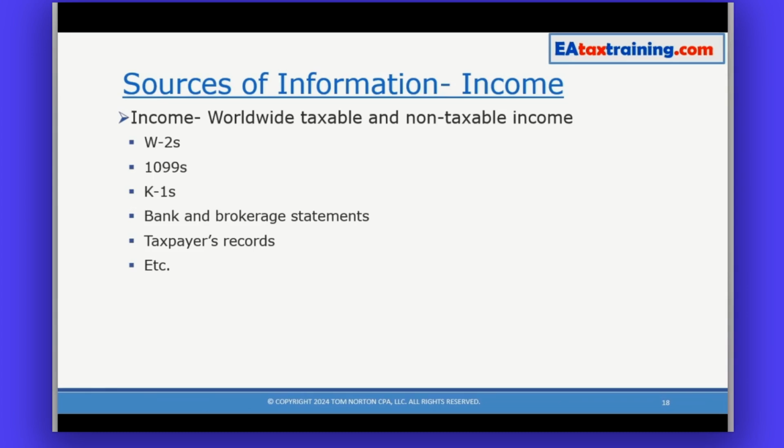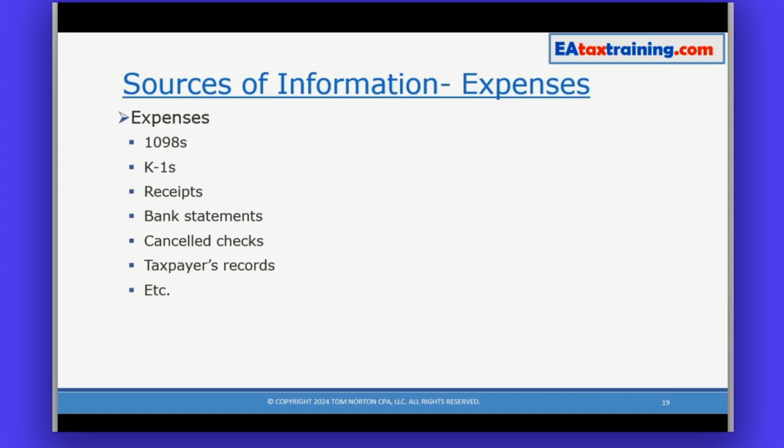There are Form K-1s that come from partnerships and S corporations and estates and trusts that show income that the taxpayer needs to report on their Form 1040. There could be bank and brokerage statements that show income, and the taxpayer could have their own records. So the taxpayer may have a small business and they've got bookkeeping records or spreadsheets that they keep, or receipts that they have. So those are possible sources of information about income.